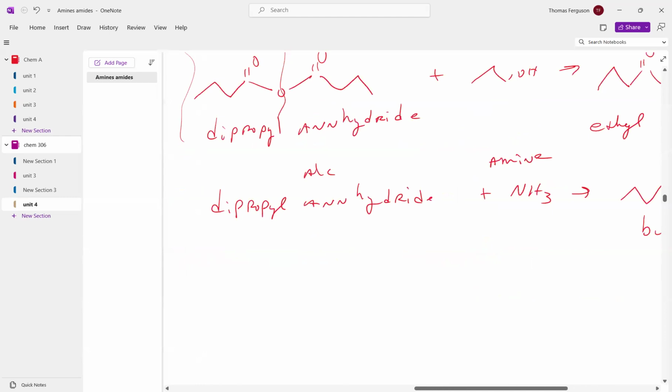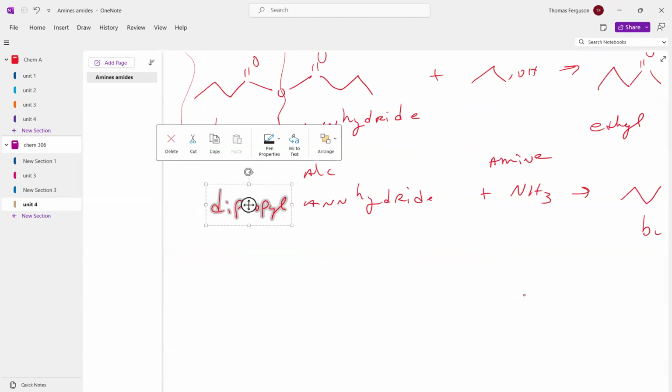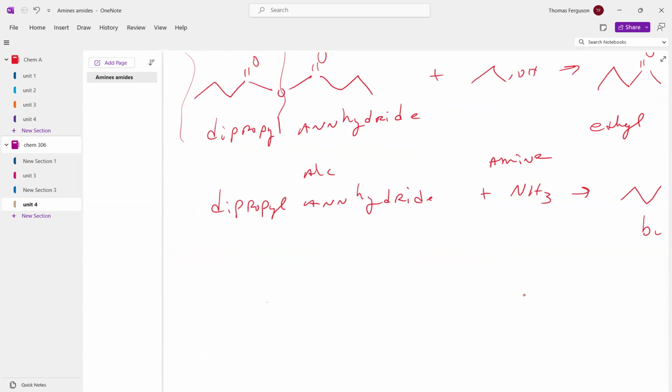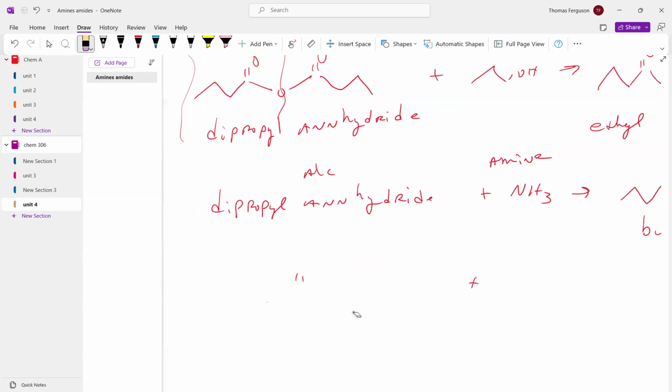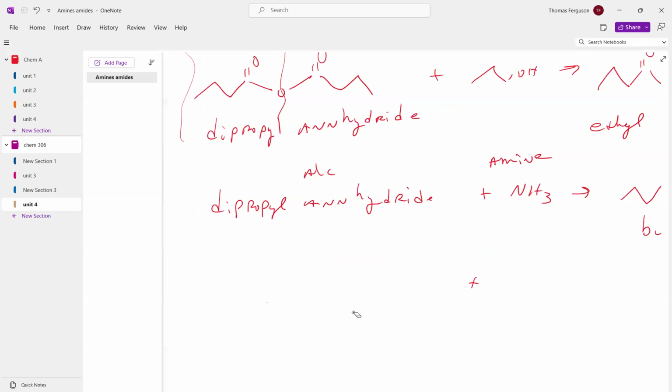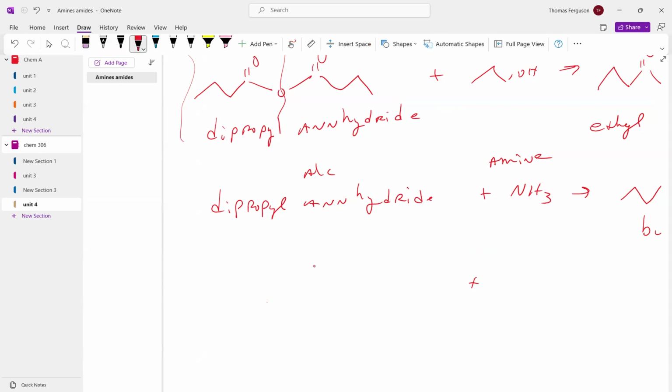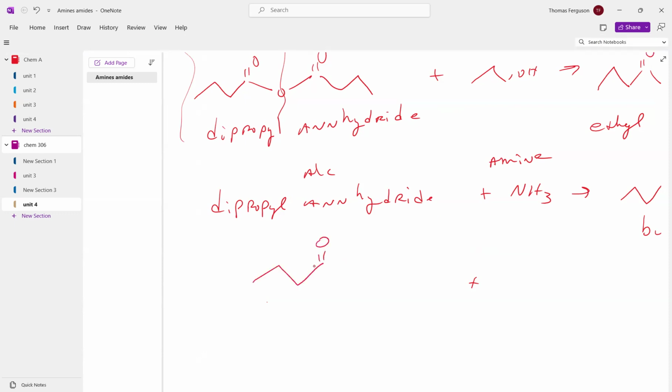Now you can do the same thing. You do the same thing with using the same anhydride. Oh, excuse me. Let me back up here. We can make the same amide. Instead of using the anhydride, we can use the acid chloride. So that would be plus NH3 gives us that.